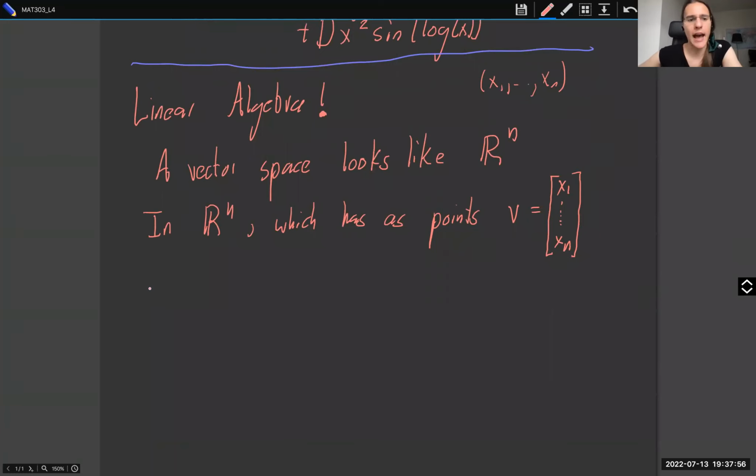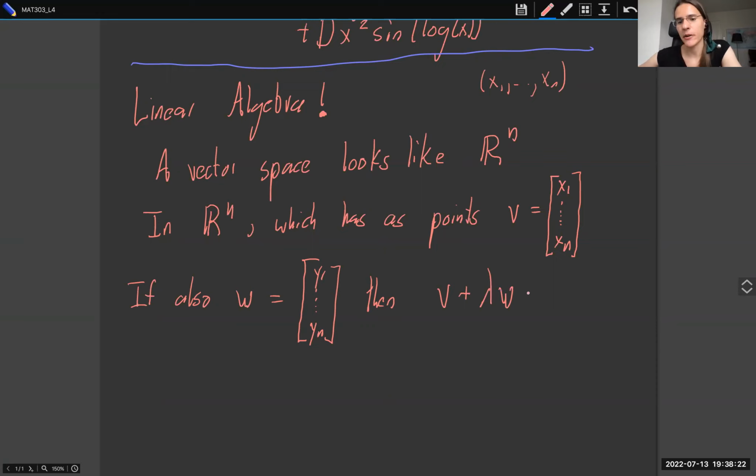And so what structure do we have? If we also have w equal to, let's say, y1 through yn, then we can add things, and we can also scale w by a number. So let's say this is just a number. It's not a vector, it's a number. And so what should the definition be? It's going to be a vector whose components are going to be, what's the first component going to be?